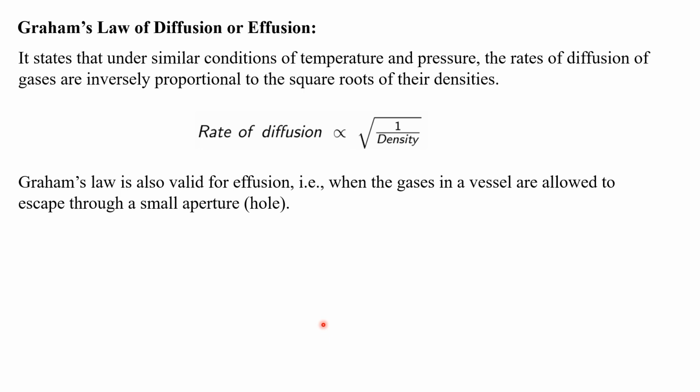It states that under similar conditions of temperature and pressure, the rates of diffusion of gases are inversely proportional to the square root of their density. So, rate of diffusion is inversely proportional to the square root of density, so 1 by density, and then you have to take the square root.